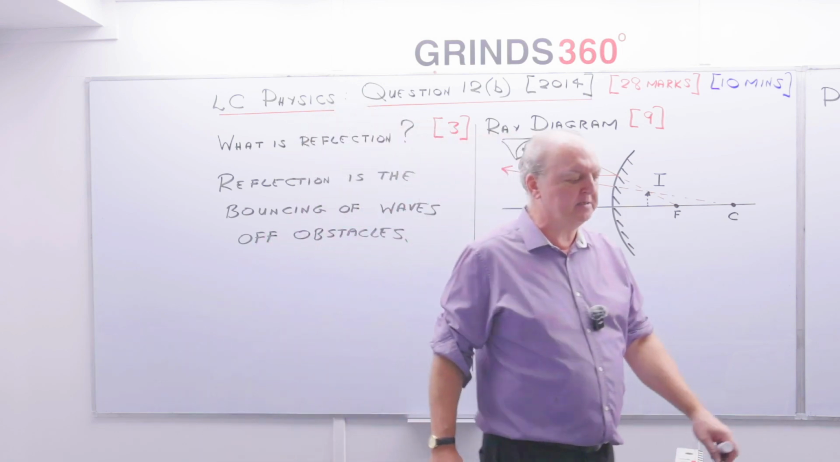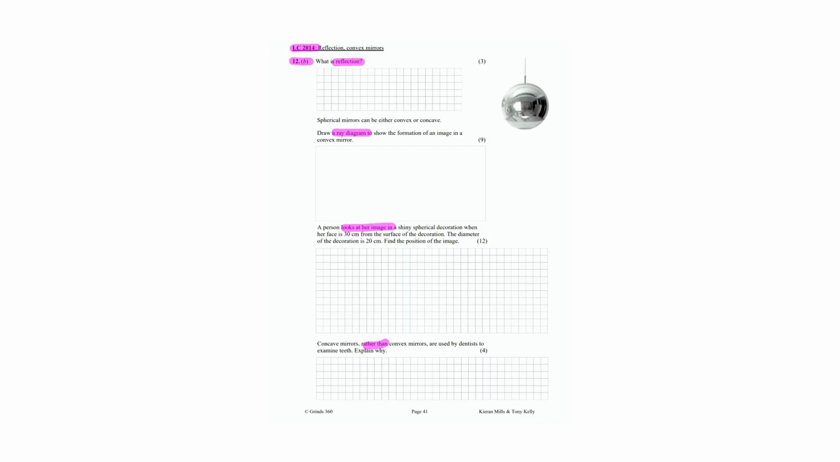So the problem part, go back to our notes for a minute. Problem says, a person looks at her image in a shiny spherical decoration. You can see this decoration up here. That there behaves like a convex mirror. Her face is 30 centimeters from the surface. So I can say that U is equal to plus 30. The diameter of the decoration is 20 centimeters. And we've got to find the position of the image. Position of the image is V. So let me tackle that problem.